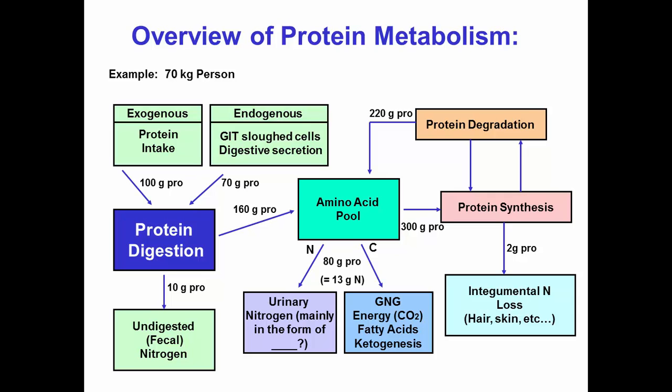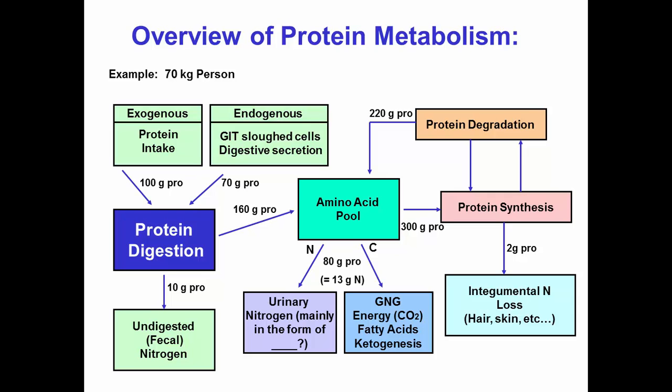Say we take in 100 grams of protein through our diet, 70 grams are coming in endogenously through the sloughed cells and digestive secretions. Only about 10 grams goes out as undigested fecal nitrogen. So we're really pretty darn efficient. And the rest enter the amino acid pool. We'll talk about that soon, but let's just talk a little bit.